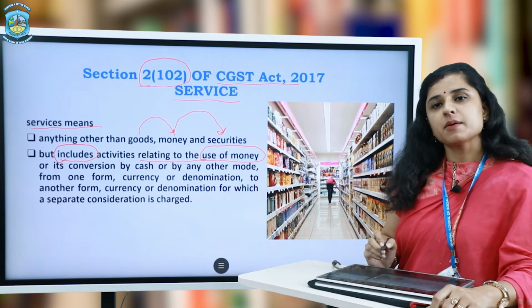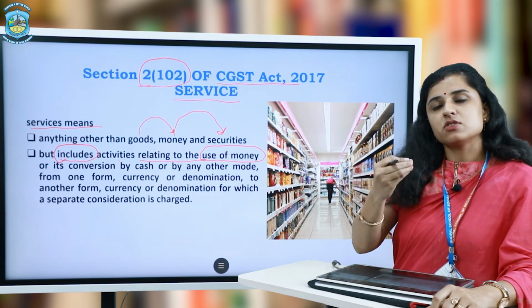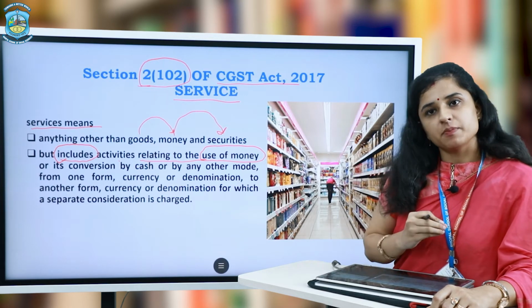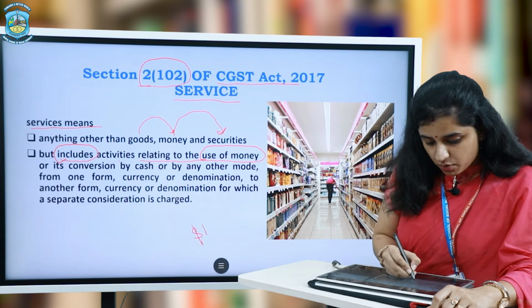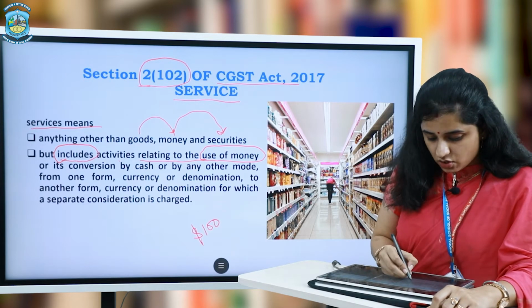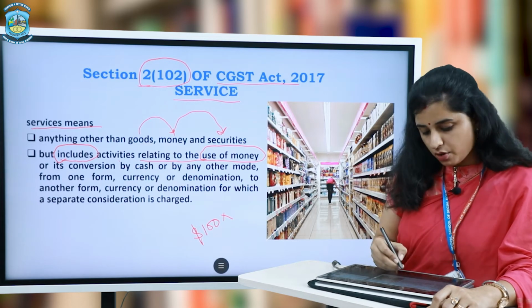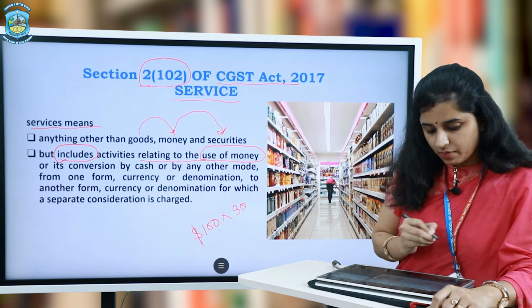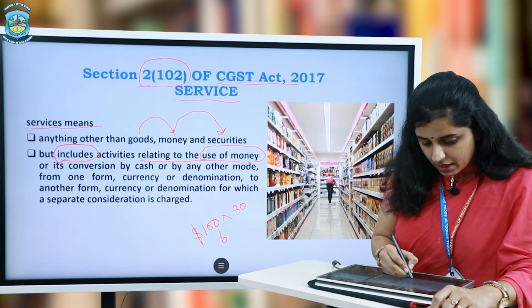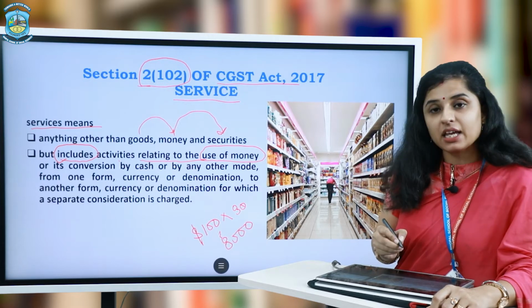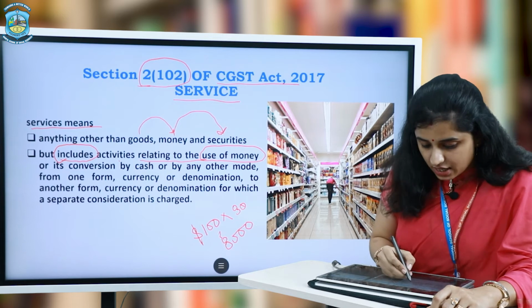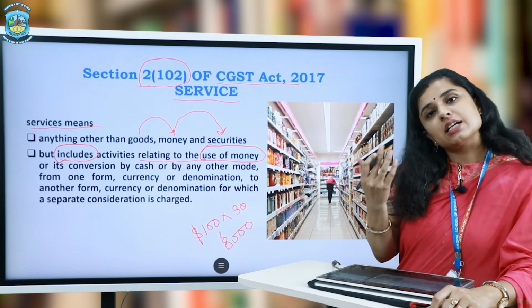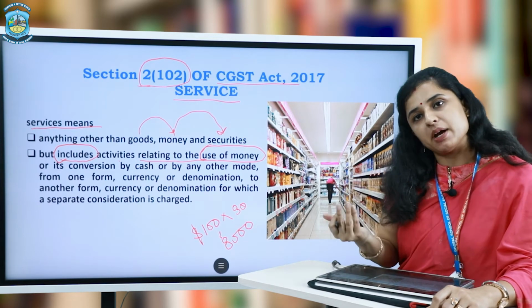Use of money means, I went to Western Union money transfer, and I wanted some exchange. So what I did, I gave them some $100. The exchange rate prevalent at that point of time was 80 rupees. So instead of giving me 8,000, they have deducted some charges on that. That charge is for the use of money or its conversion.